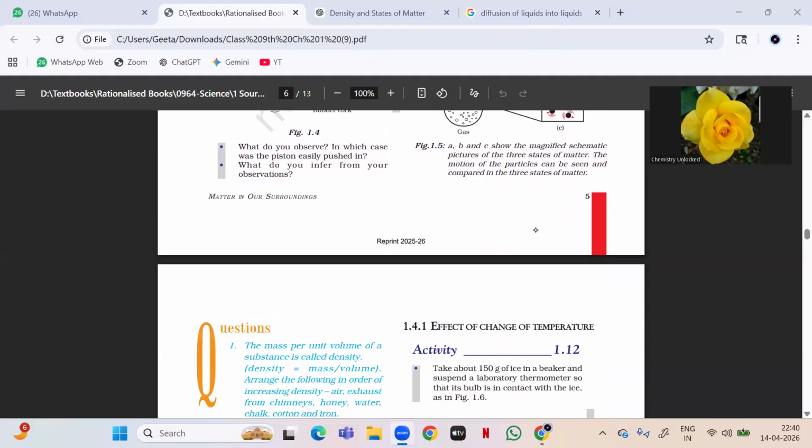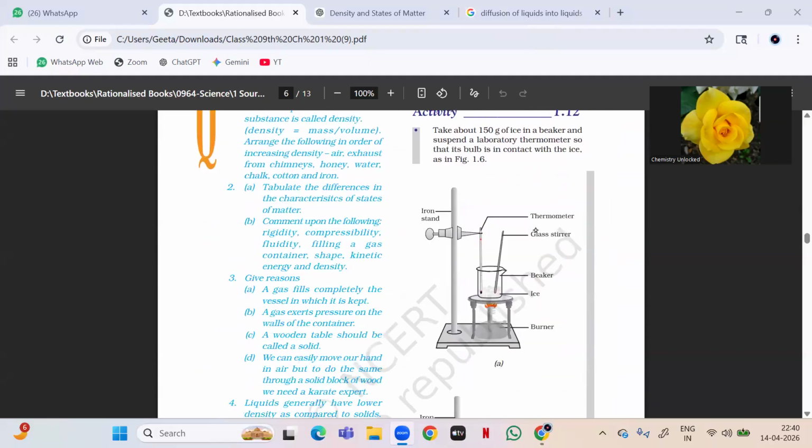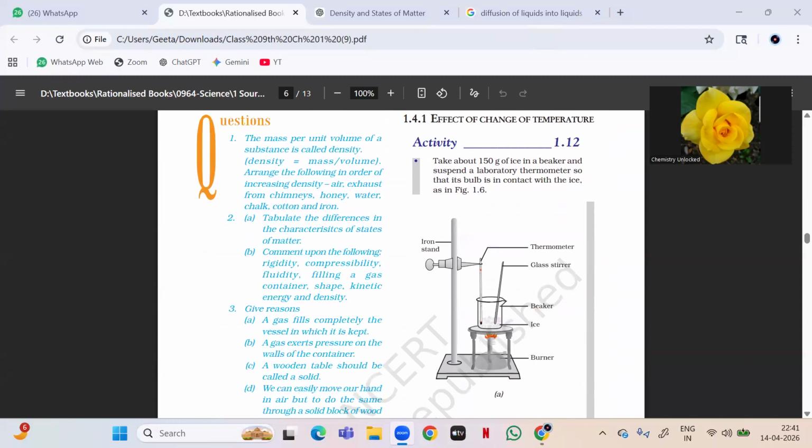Now, let's go to these questions. Let's solve these questions and I'll go on explaining along with the solution. The first question: this is the formula of density. Let's write over here, density D is equal to mass upon volume. Now what do you have to do? You have to arrange the following items in the order of increasing density. Now let's sort them out.